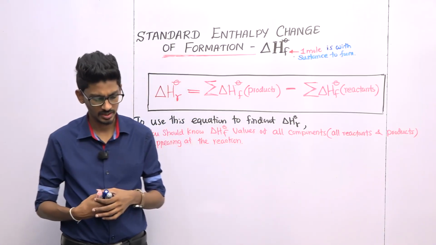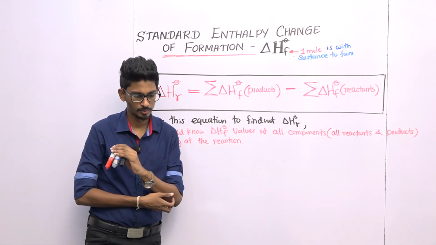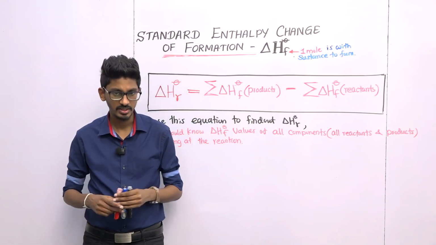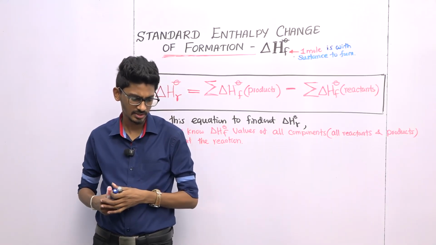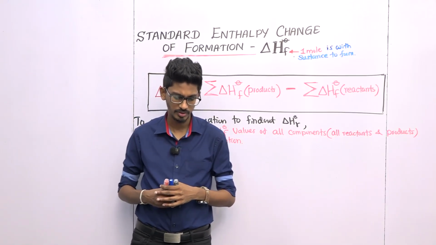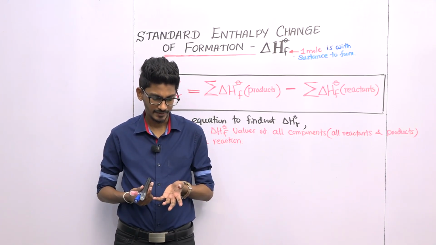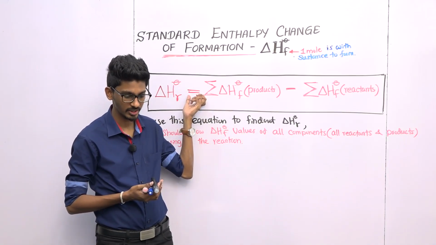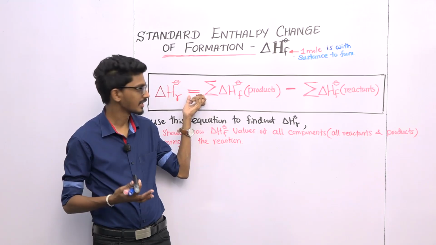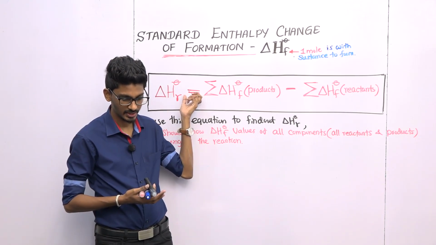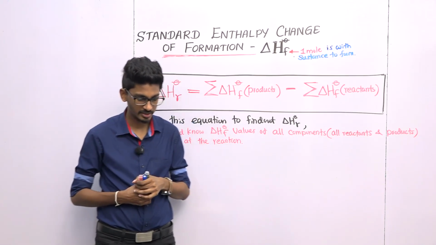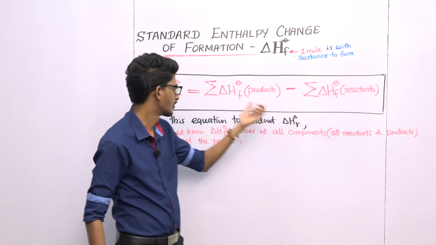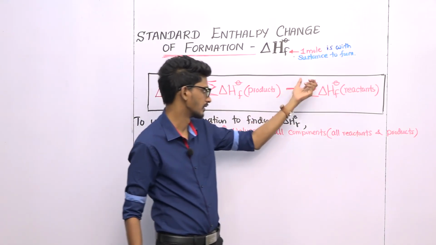Such an example is given on page number 16. So, problem solving using this equation. There is a little correction, just do the correction. It should be delta H naught R equals delta H naught F of products minus delta H naught F of reactants. The sigma term is not needed to be written.